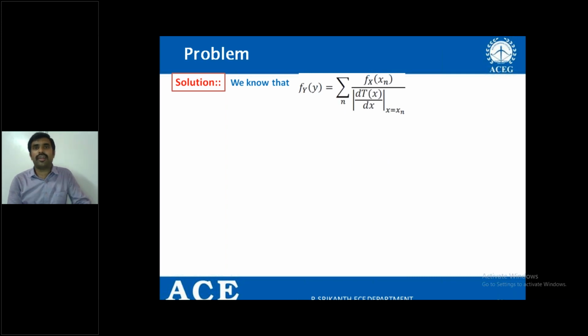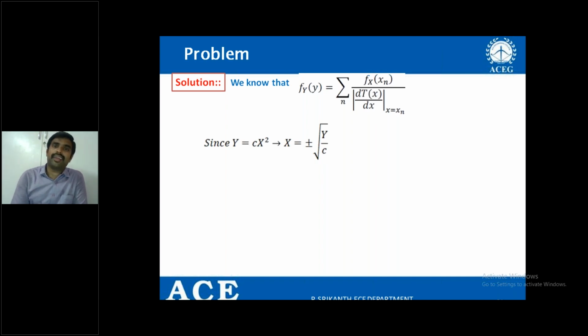That is, summation over n of f_X(x_n) divided by the modulus of dT(x)/dx, where x equal to x_n. Already we have derived this relation. So what are you supposed to take now? f_X(x_n) is already given in the data. You are supposed to find what? dT(x)/dx. What is T(x)? It must be taken here. Right. So first, Y equal to cX square is the given data.